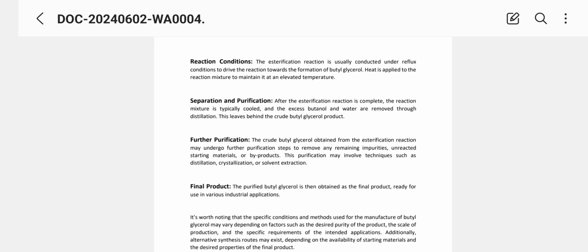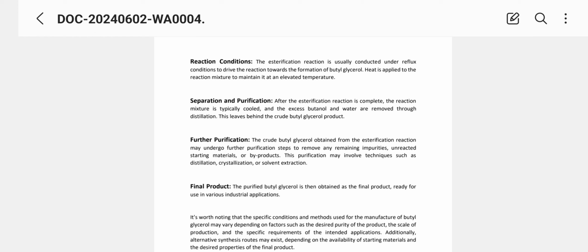This reaction is typically catalyzed by an acid catalyst such as sulfuric acid or p-toluenesulfonic acid. Reaction condition. The esterification reaction is usually conducted under reflux conditions to drive the reaction towards the formation of butylglycerol. Heat is applied to the reaction mixture to maintain it at an elevated temperature. Separation and purification. After the esterification reaction is complete, the reaction mix is typically cooled and excess butanol and water are removed through distillation. This leaves behind the crude butylglycerol product.